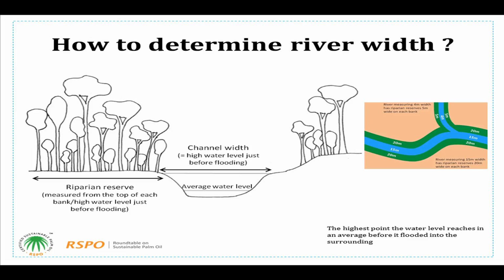Saying that you're based on the highest level point before the flooding. How do we define that highest point level before flooding that the planter has to do? How do you define?